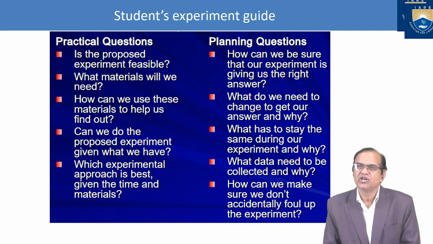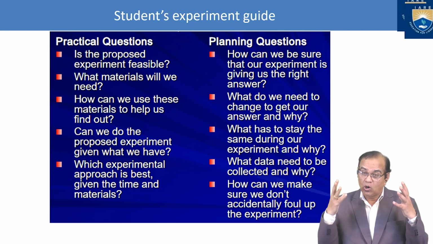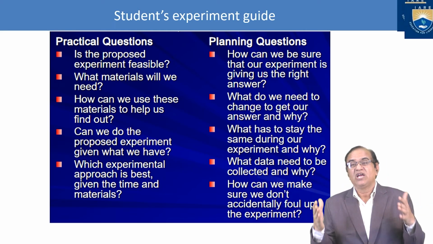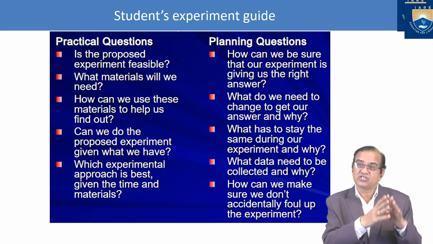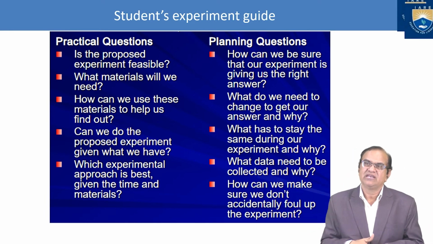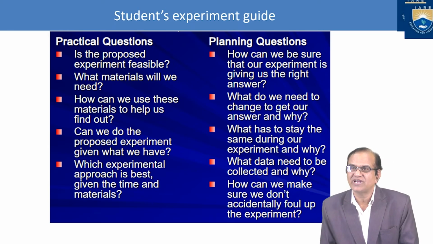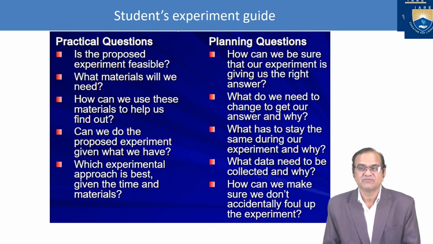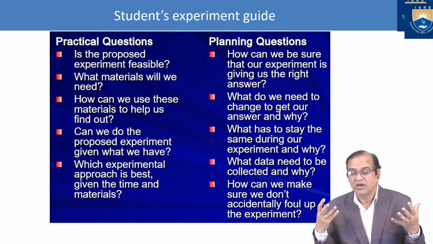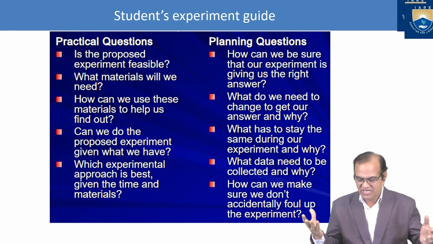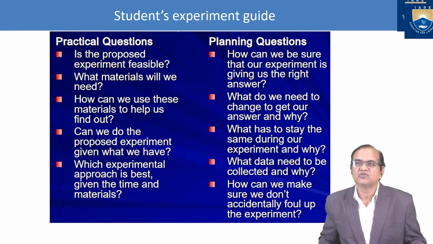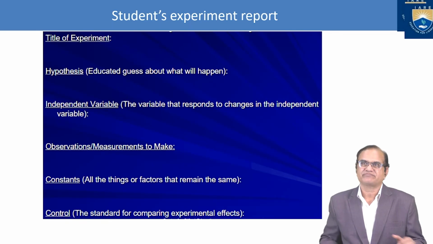What data need to be collected and why? Which type of data do we have to take from the literature survey, from the other material, from the other resources? We have to get some data and why we need this data should be very much clear. How can we make sure we don't accidentally foul up the experiment? We have to make sure that we do not do a false experiment. It should be a good experiment which we are able to perform and from which we are able to get the answer.